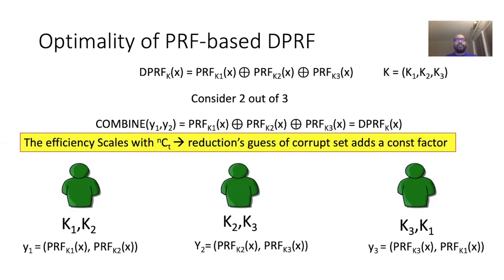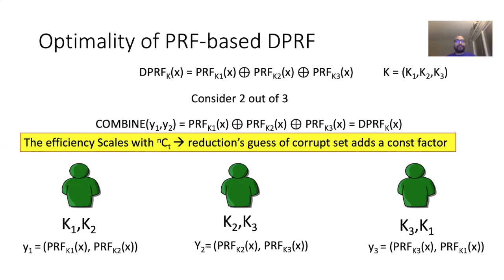Now if there are t out of n parties, where t is the threshold and somewhere in the middle, the efficiency scales with n choose t. Since the efficiency already scales with n choose t, we saw that the reduction can always guess the corrupt set with a loss of 1 over n choose t. That adds just one more constant factor, and that's why it's already adaptively secure by this simple guessing technique.